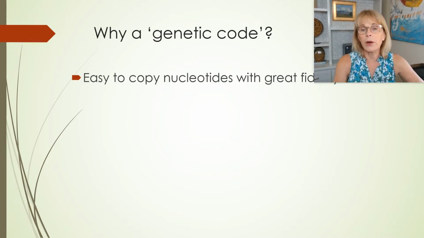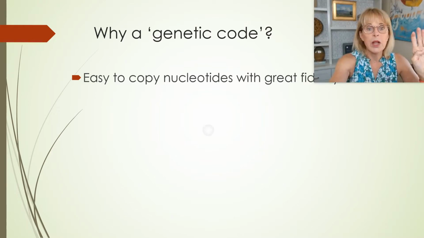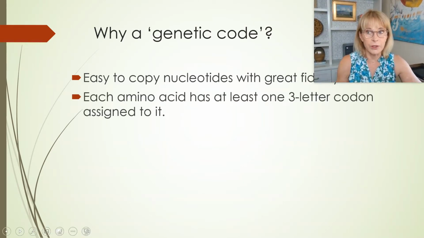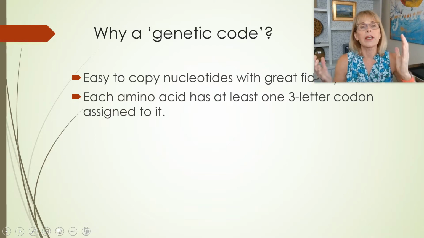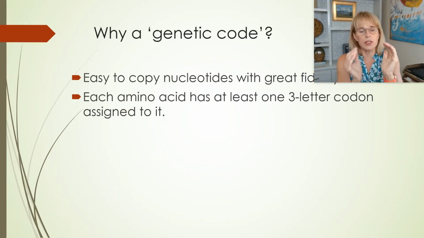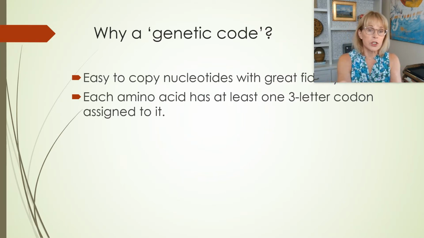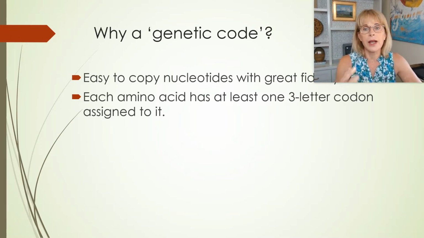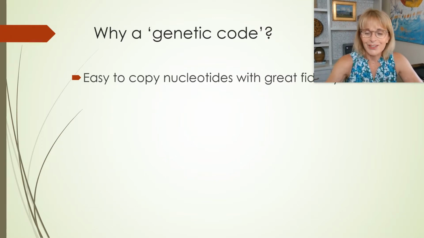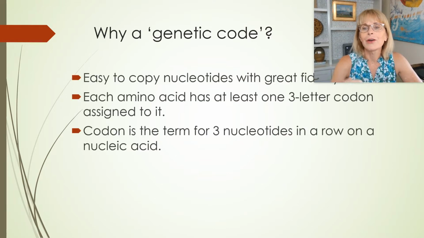So in order to do that, we only have 4 different nucleotides. But the problem is we've got 20 different amino acids. So in order to use this system that has 4 different unique nucleotides to give us the information about 20 different amino acids, we had to assign them three letters at a time.